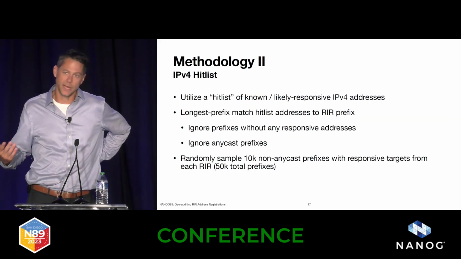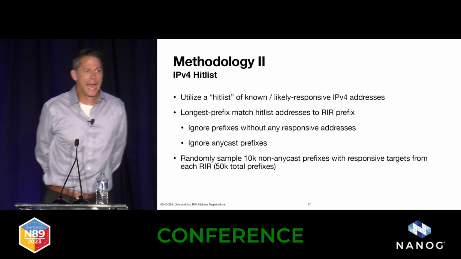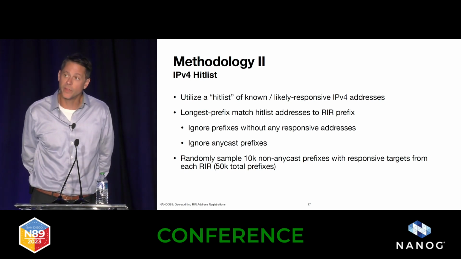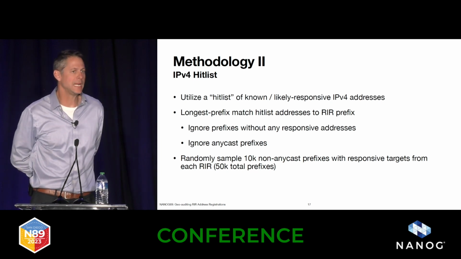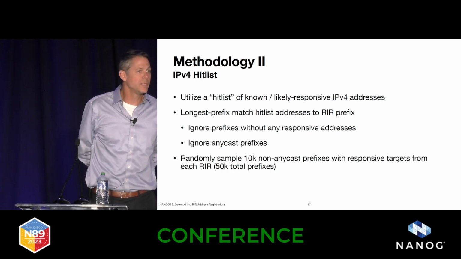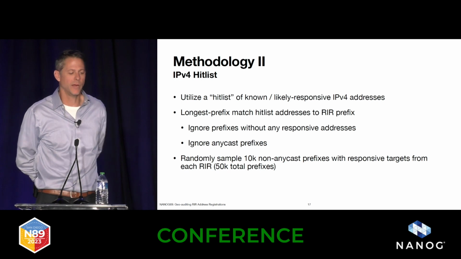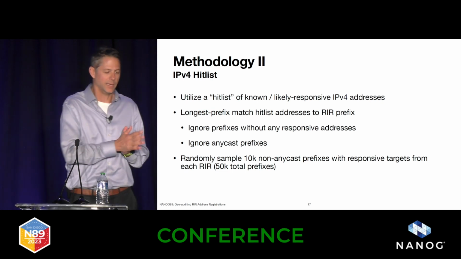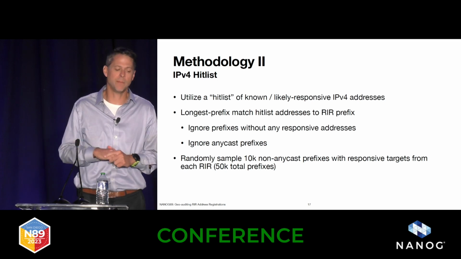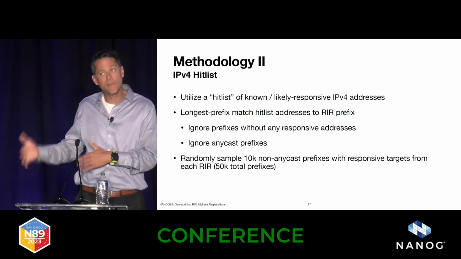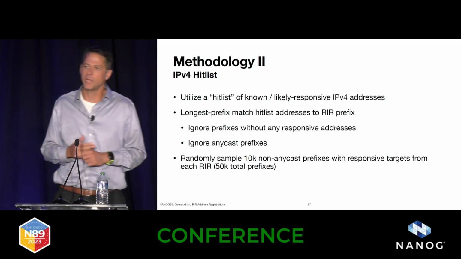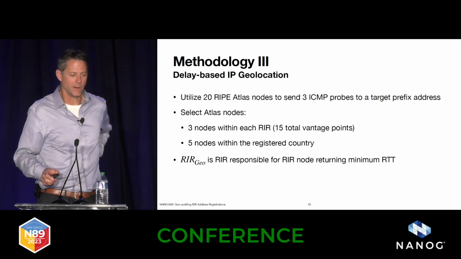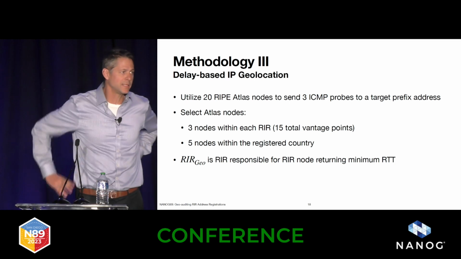So the next part of the methodology is to dive into the actual geolocation aspect of it. The first thing we need is targets that are responsive within each prefix. For this, we utilize a well-known hit list that has a database of likely responsive v4 addresses. We do longest prefix matching to make sure that we're mapping those to the correct prefix. And there's some other magic in there, right? We have to, for instance, ignore anycast. Anycast is, of course, not going to give us reasonable results. And from this, we randomly sample 10,000 non-anycast prefixes that have responsive targets from each RIR. We did that on purpose because we wanted an equal number of prefixes, of samples, in essence, represented across each of the RIRs. In the third step, we do the delay-based IP geolocation.